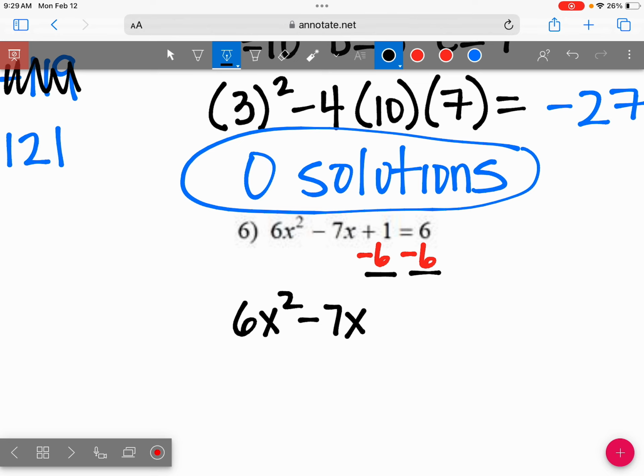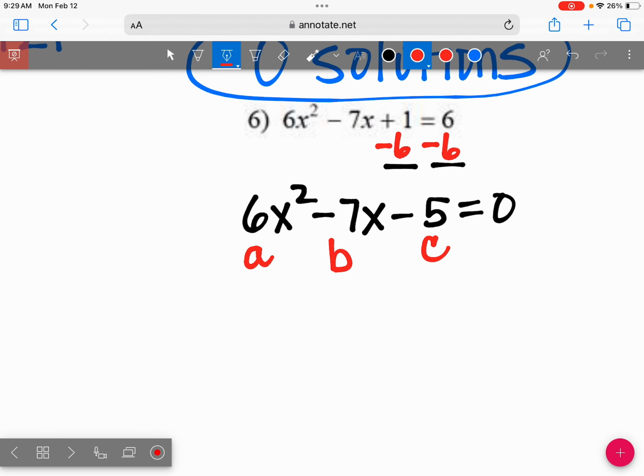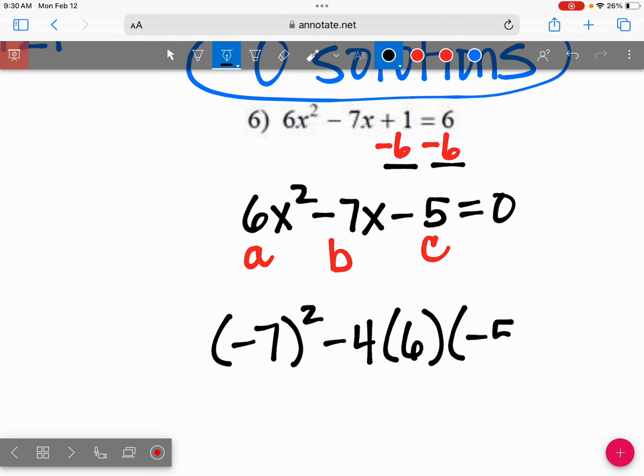So what did you get for C? What is 1 minus 6? -5. Good. So A is 6, B is -7, C is -5. So in your calculators, -7 is in parentheses, -4, A times C.